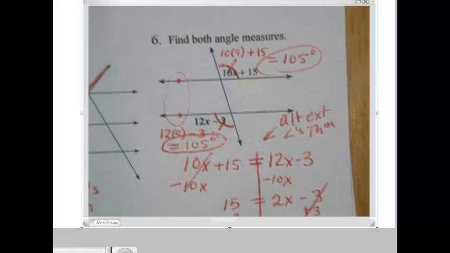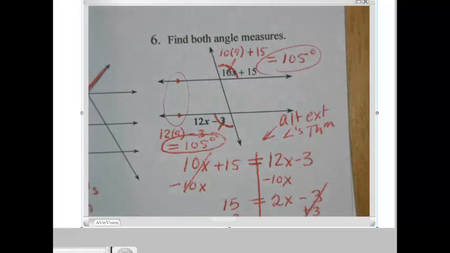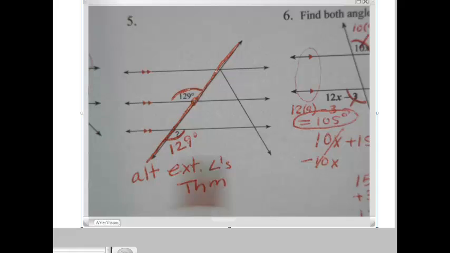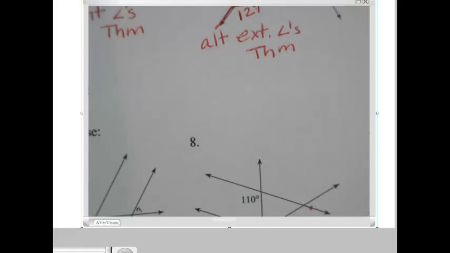You have 3 to try. Make sure that when you do, don't just give me the answer for the angle measure, but give me the justification. So you're going to name the theorem or the postulate that allows you to do what you're doing with those problems. Give them a shot.